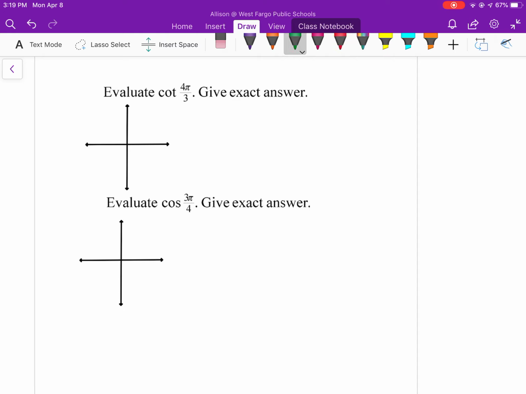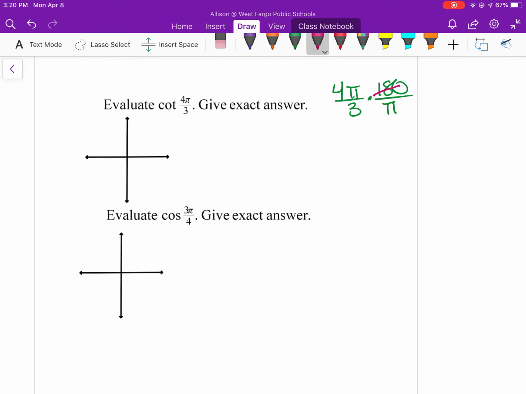Okay, I want the cotangent of 4 pi over 3. It's given in radians, so I'm going to change it to degrees first. So 4 pi over 3, and I'm going to multiply by 180 over pi. I know that 3 goes into 180, 3 times 60 is 180, so I can take out a pi and a factor of 3. Then 4 times 60 will be 240. So really I want the cotangent of 240 degrees.